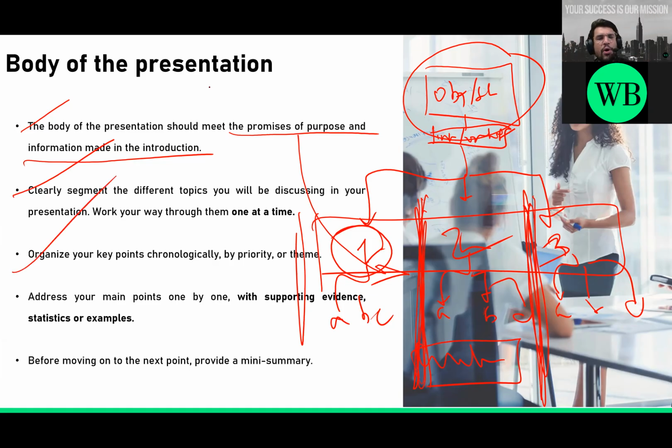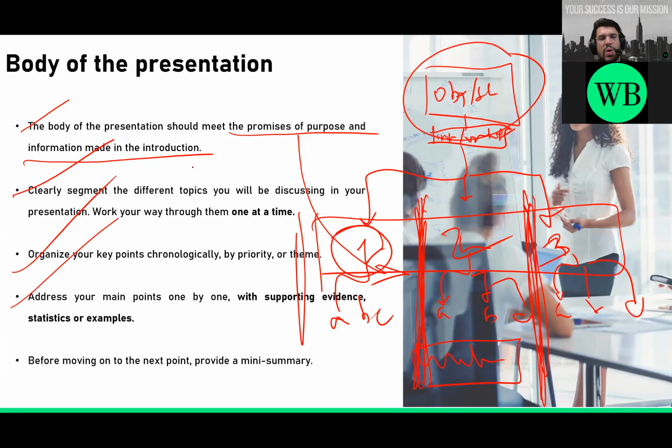Organize your key points chronologically, by priority or theme. So this is something that was discussed with you in McKinsey already. So you can have 1, 2, 3, you can prioritize them in terms of logic, say this comes first, this comes second, this comes third, or it could be in terms of importance, right? So this is the first most important point of why we should move our head office from Bombay to Pune. I'm going to put first. The second most important, I'm going to put second. The third most important, I'm going to put third, right?